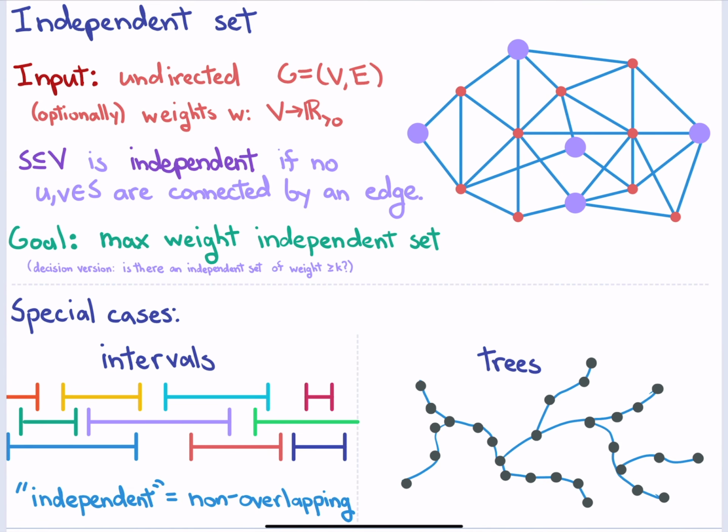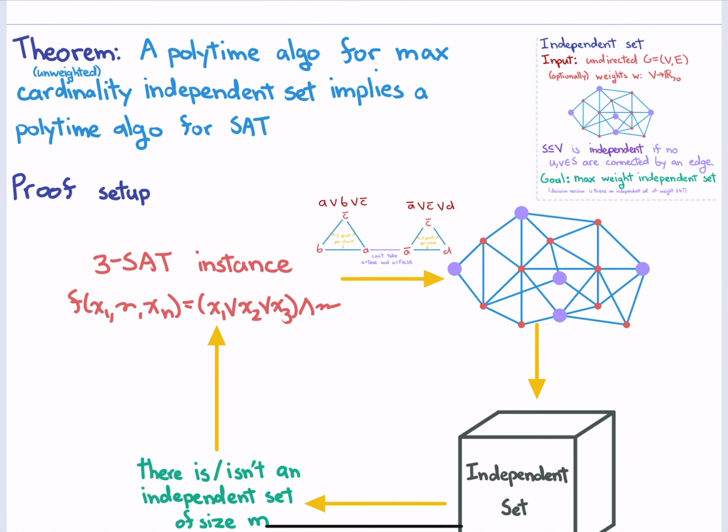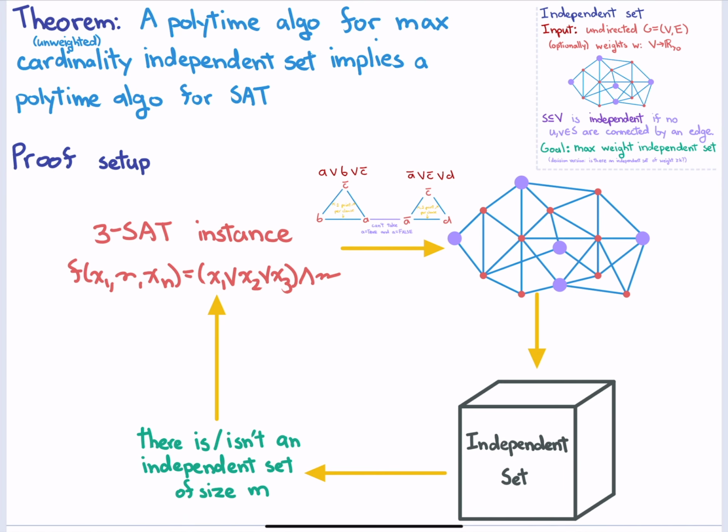In the last class, we talked about independent set, which is trying to find a set of vertices that don't neighbor each other, as well as special cases of graphs, like interval graphs and trees. We had our usual vote and stuff like that. What did we show? We showed that independent set in general is hard. It can be used to solve 3-SAT, but for both interval graphs and trees, we came up with some dynamic programming based algorithms.